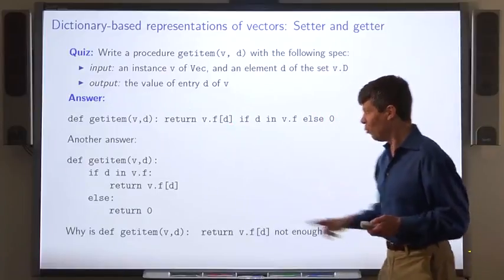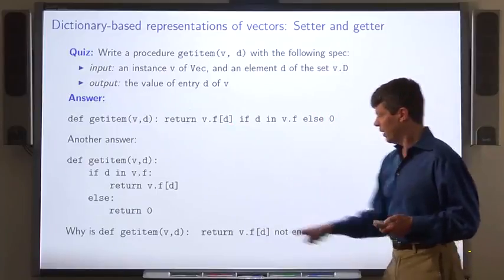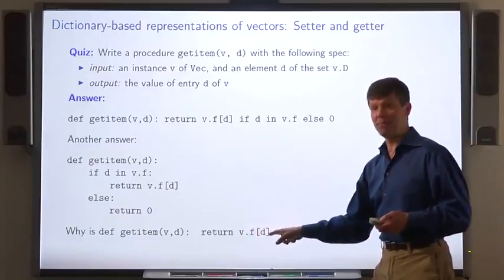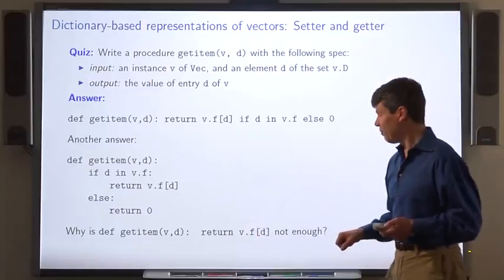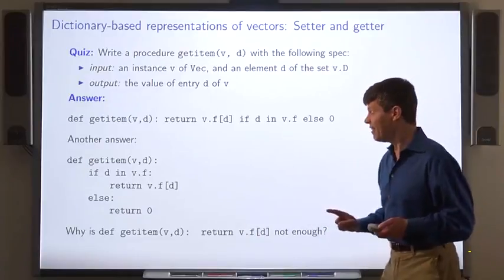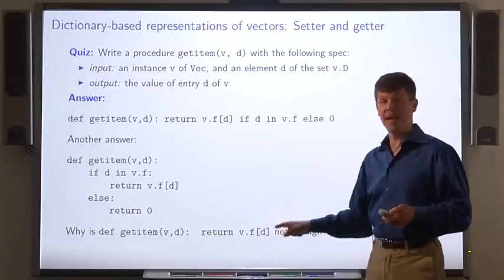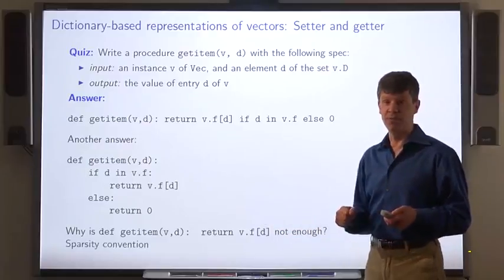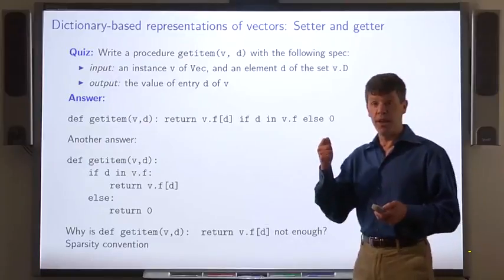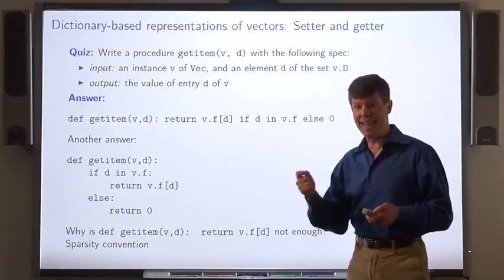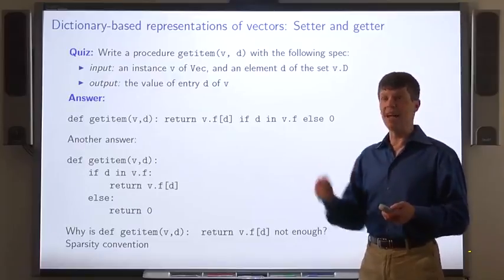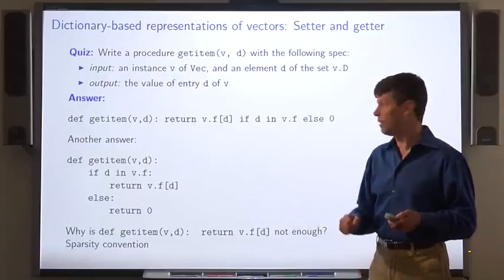Now, why is this code insufficient? This code just returns the value that d maps to in the dictionary v.f. Well, this isn't sufficient because d might not be a key of v.f because of our sparsity convention. If the d entry of the vector v is 0, then d need not be a key of the dictionary.